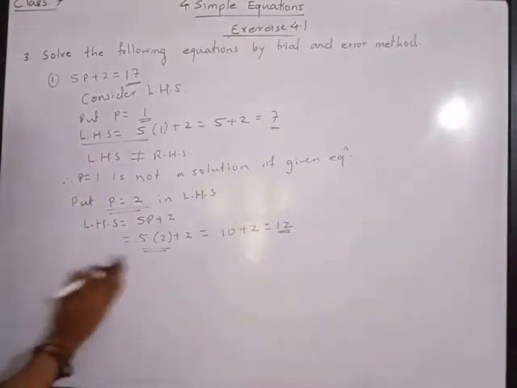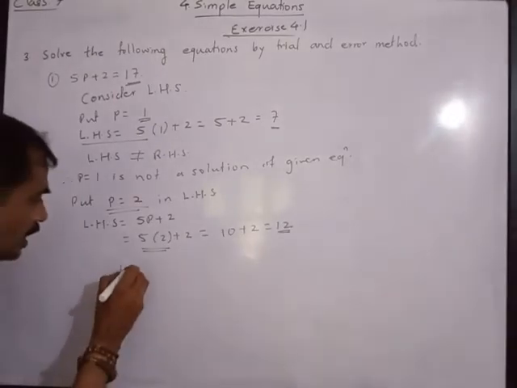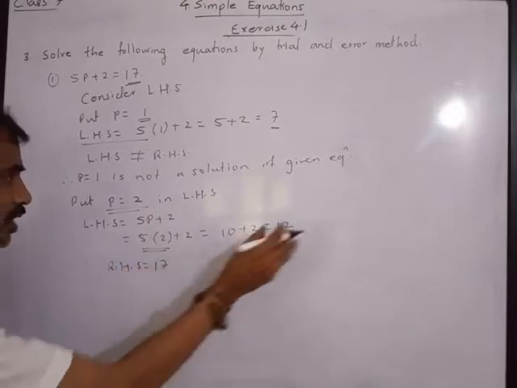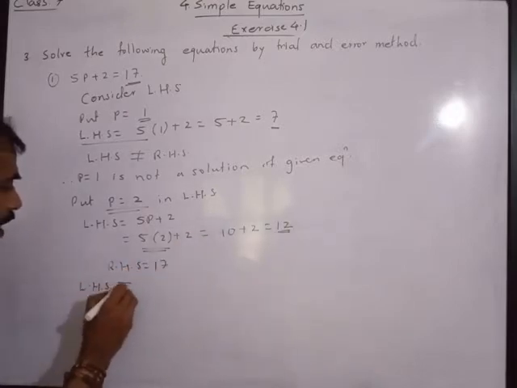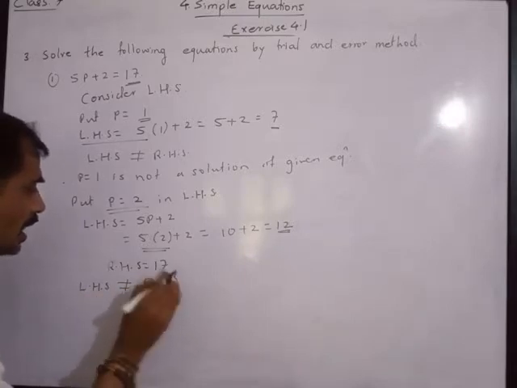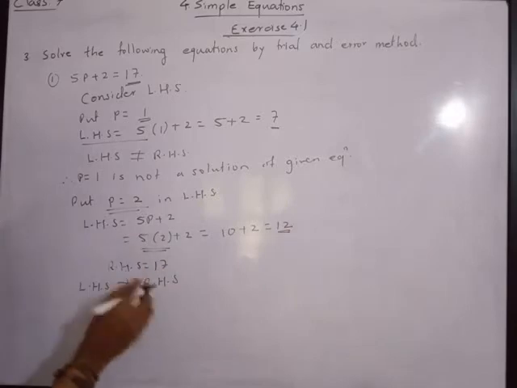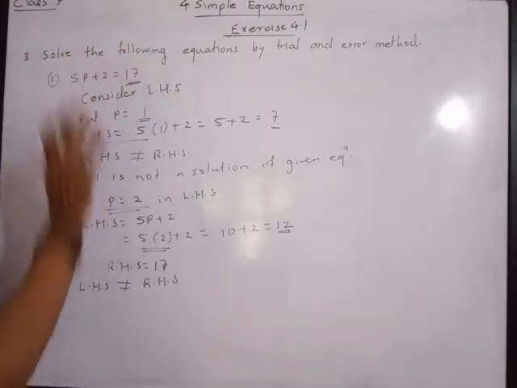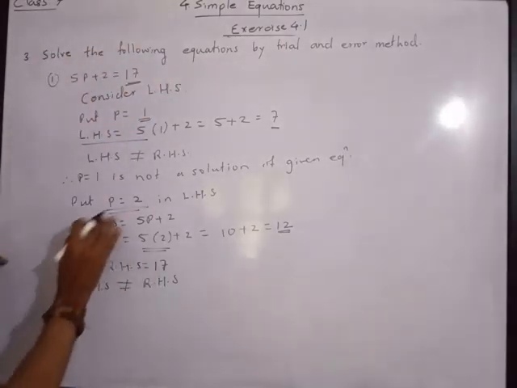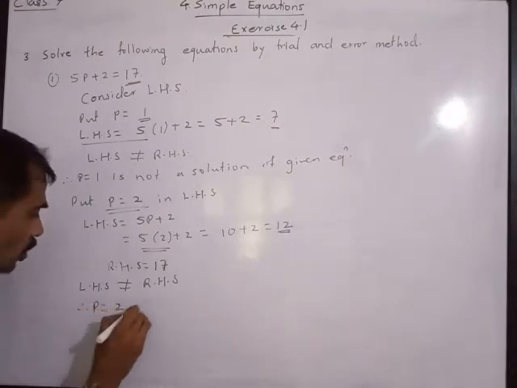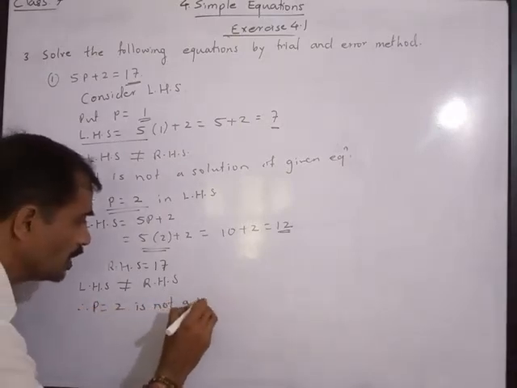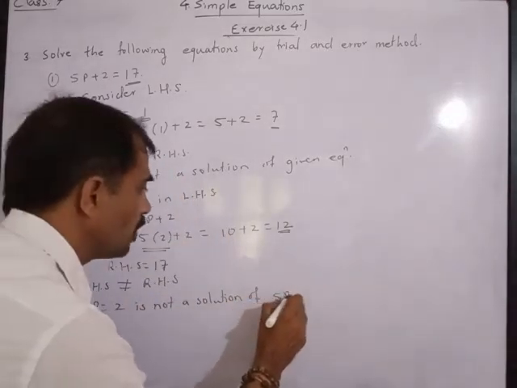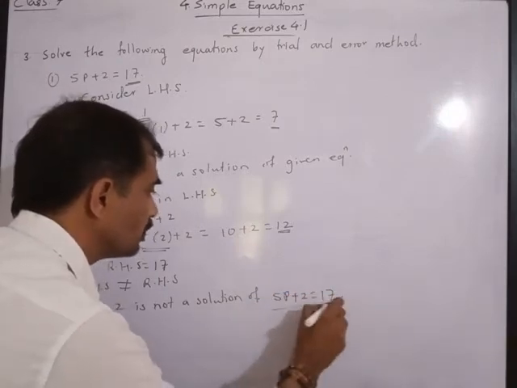Again please note, here LHS is not equal to RHS. RHS is 17 and LHS is 12. It means LHS is not equal to RHS, that is, left hand side is not equal to right hand side. Hence this value is not the solution. For an equation, both the expressions must have equal values. So we can say that p is equal to 2 is not a solution of the given equation. The given equation is 5p plus 2 is equal to 17.